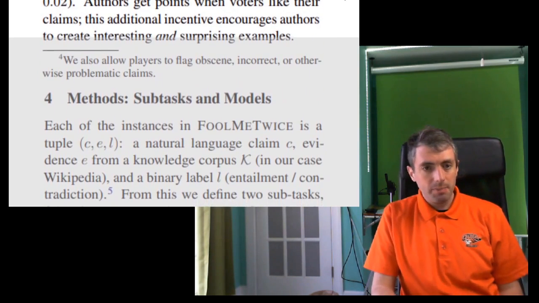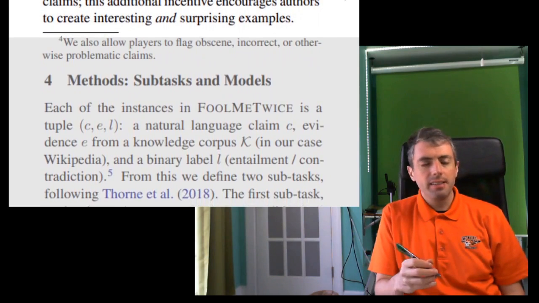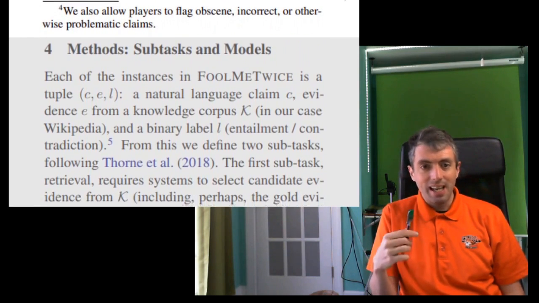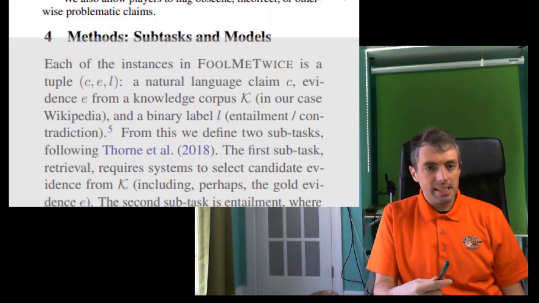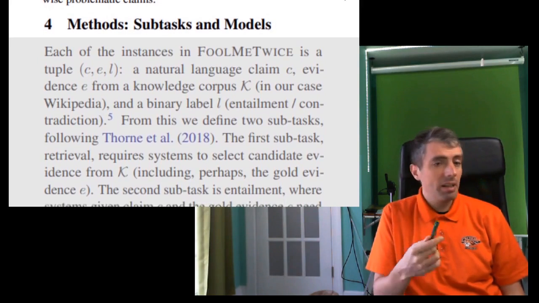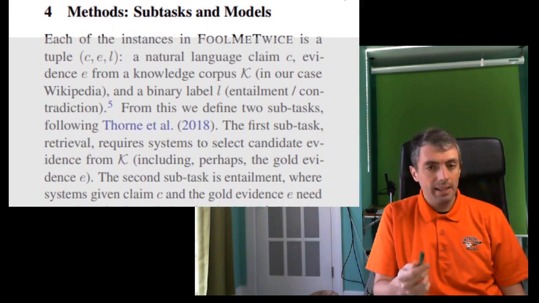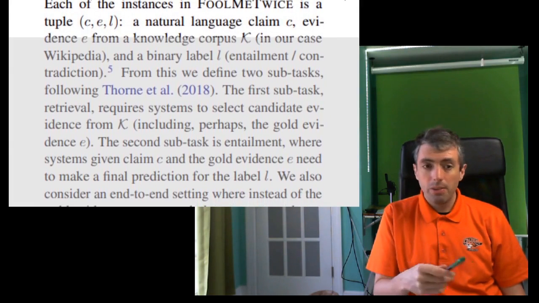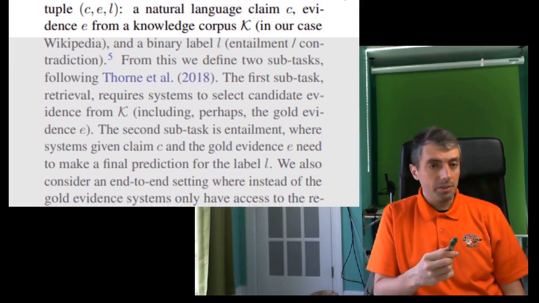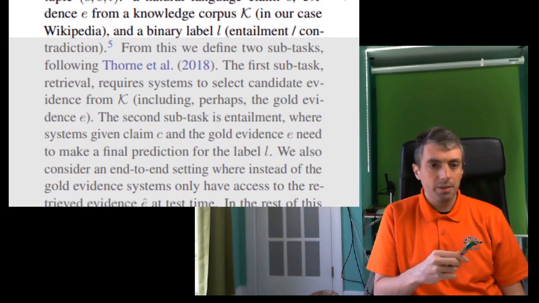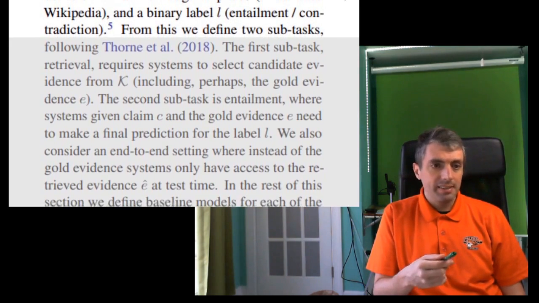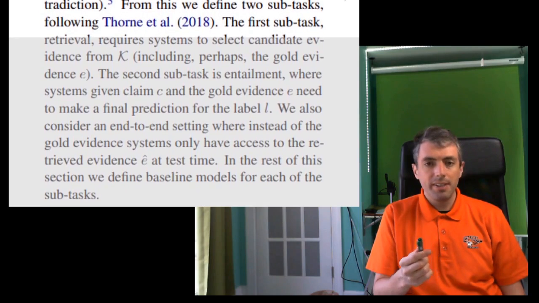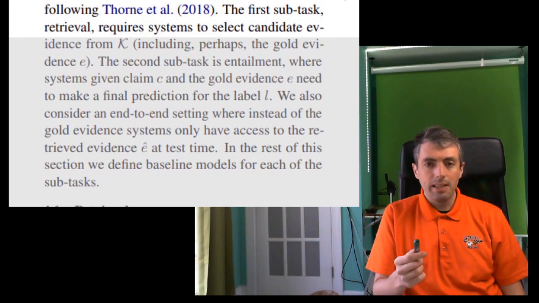Methods. Section 4, Subtasks and Models. Each of the instances in Fool Me Twice is a tuple of C, E, L: a natural language claim C, evidence E from a knowledge corpus K, in our case Wikipedia, and a binary label L. Is it entailed, or is it a contradiction? From this we define 2 subtasks following Thorne et al. The first subtask, Retrieval, requires systems to select candidate evidence from K, including perhaps the gold evidence E. The second subtask is Entailment, where systems given claim C and the gold evidence E need to make a final prediction for the label L.